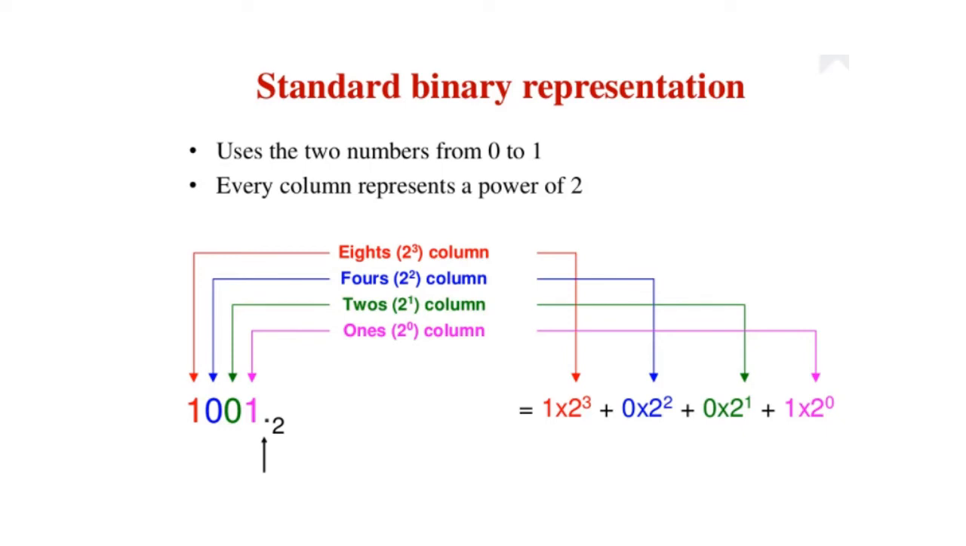The second column will be the 2's column, that is 2 to the power of 1. The third will be the 4's column, that is 2 to the power of 2. The fourth will be the 8's column, that is 2 to the power of 3. So that will be added as 1 into 2 to the power of 3 plus 0 into 2 to the power of 2 plus 0 into 2 to the power of 1 plus 1 into 2 to the power of 0. So this will be the basic standard binary representation, how we have to add the numbers together.